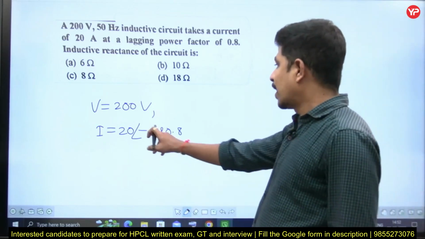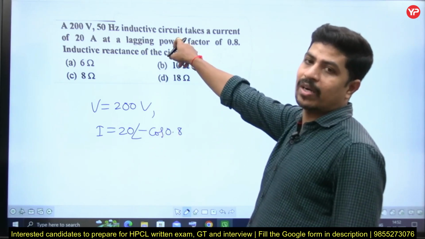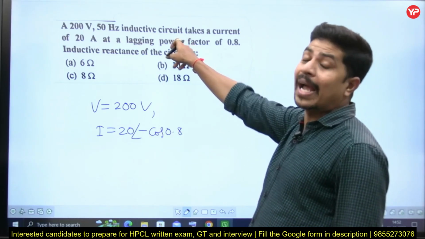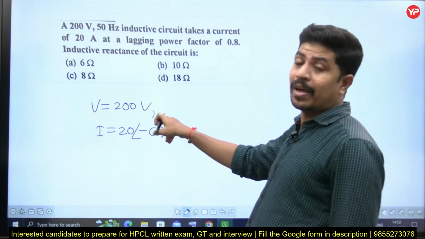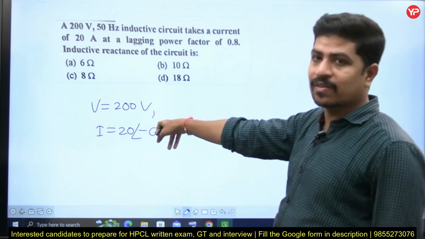Why? Current lags behind the voltage, that's why it is minus. Why cos inverse? He has given the power factor. What is that power factor? Cos phi. But I need the angle here. So cos phi is 0.8, then phi is equal to cos inverse of 0.8. But current lags, that's why I have taken it this way.